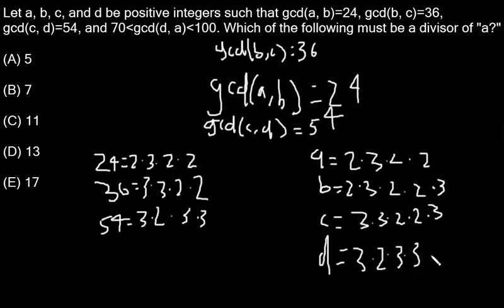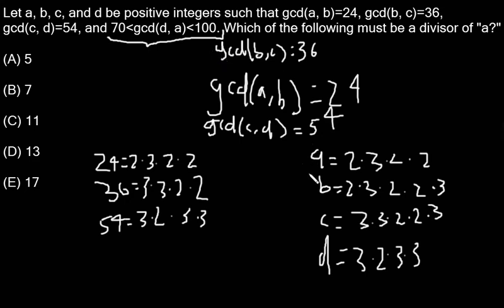And so D, this is the minimum amount it needs to be. And look, it fits all the constraints of A, B, and C. D, it fits all the constraints of these ones right here. But this is the hard one right here, right? This is the hard one we have to figure out. It says 70 is less than the GCD of D and A, and the GCD of D and A is less than 100. So how do we do that, right?